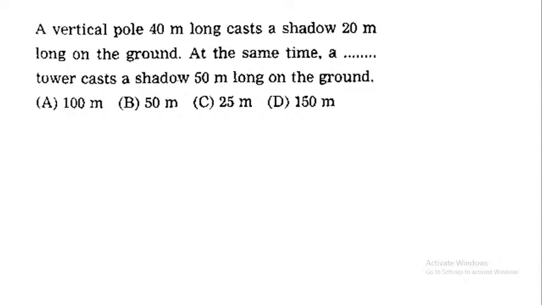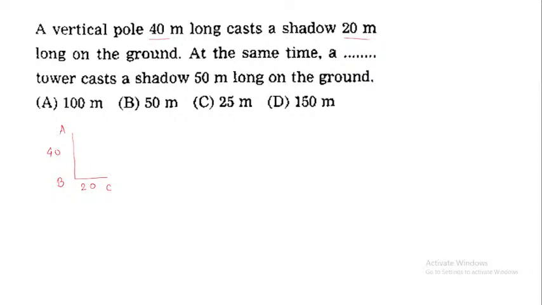Now to solve this question, we have to draw one diagram. It is given that the vertical pole, so we should draw here a vertical pole. Let us consider AB as the vertical pole, and its length or height is 40 meter. It casts a shadow of 20 meter long on the ground. So let us consider BC as its shadow, and its length is 20 meter.